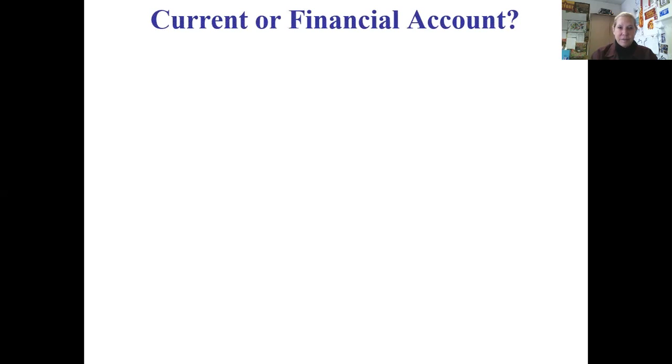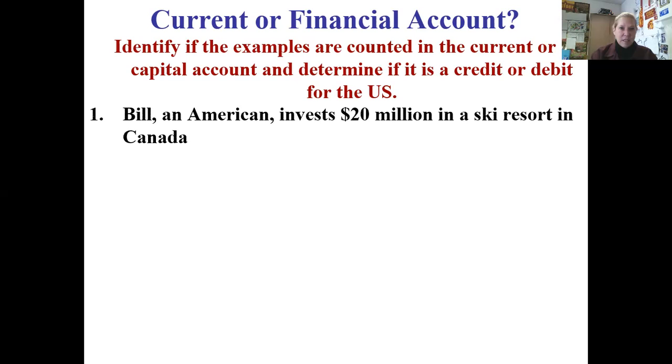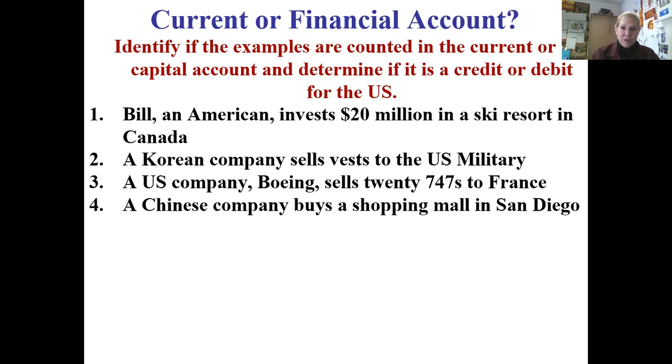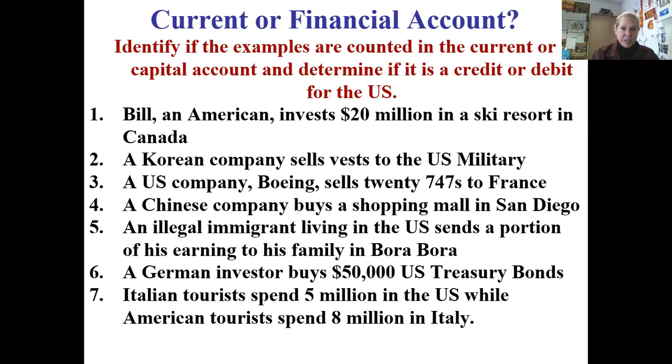Current or financial account. Identify if the examples are counted in the current or the capital account and determine if it is a credit or a debit for the US. Okay, so here are the examples. One, Bill, an American, invests $20 million in a ski resort in Canada. I'm going to populate all of these, and I want you to take a screenshot, and then we'll give you the answers on the next slide. But I'd like you to screenshot this and try and work through the answers for each one of these situations.